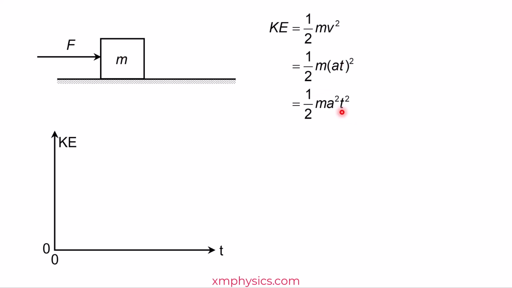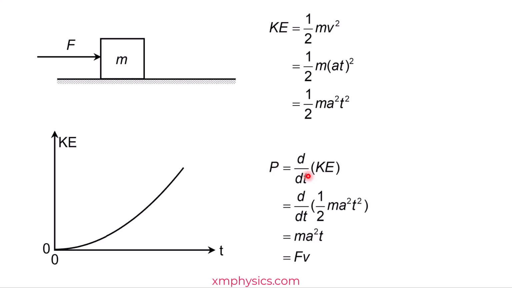Open up the bracket. So if we plot K against time, what kind of graph do we get? Half ma squared are constants, right? So it's just a t squared there. So it's a quadratic graph. The gradient of this graph is of course the rate of increase of KE.